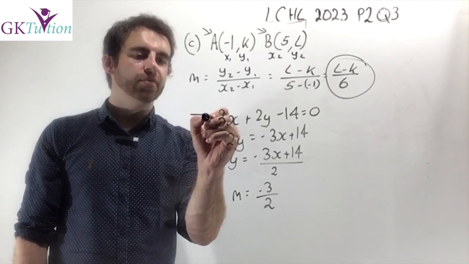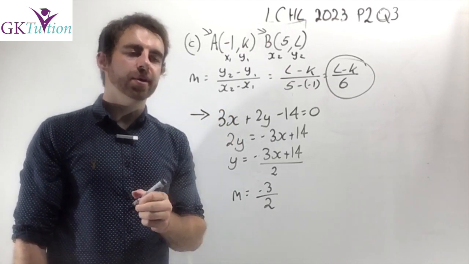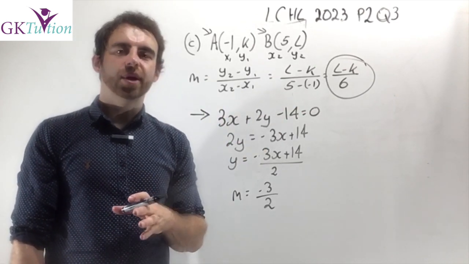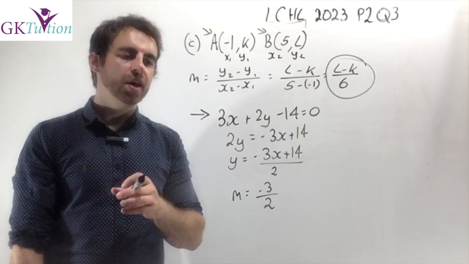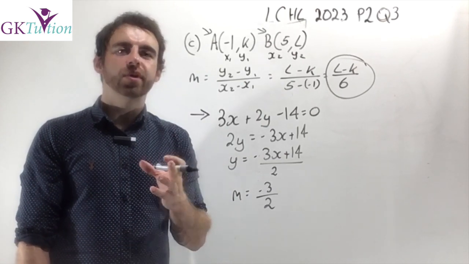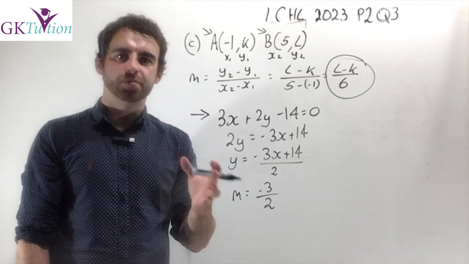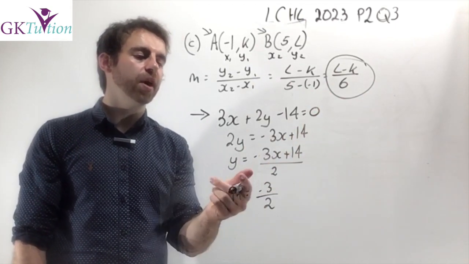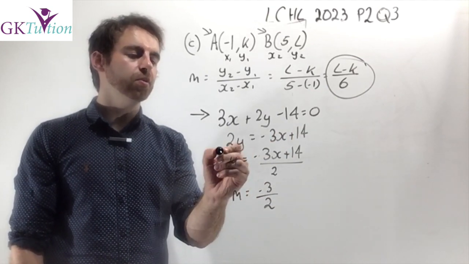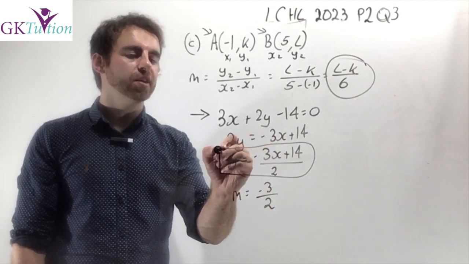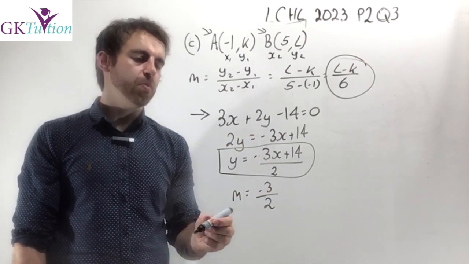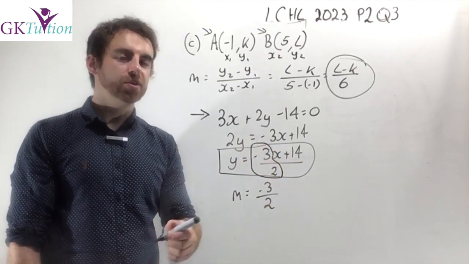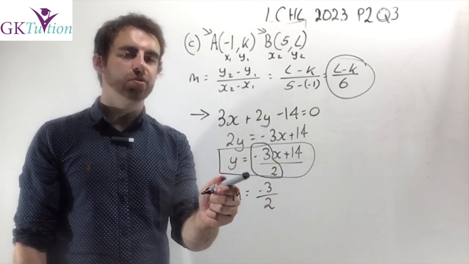Now, if we look at the information we're given in the question, the perpendicular bisector is 3x plus 2y minus 14 equals 0. The easiest way to get the slope when given the equation of a line is to isolate y, or in other words, to rewrite your line in the form y equals mx plus c. So what I did was I moved all the non-y terms to the right, and then I divided both sides by 2. So this is what the equation looks like when it's in the form y equals mx plus c. And in this form, the coefficient of x represents the slope. So the slope of the perpendicular bisector is minus 3 over 2.